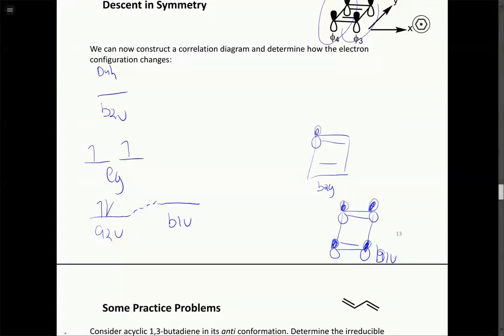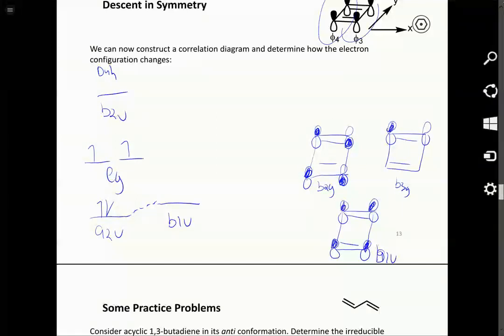So we get 1, and then we get this sort of relative phases. Okay, so that's sort of drawing the picture. And then for B3G, it's also going to be 2 in phase and 2 out of phase, and we're going to have this sort of B3G.